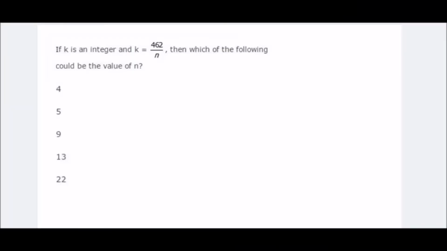So our first question is, if k is an integer and k equals 462 divided by n, then which of the following could be the value of n? See, it mentions here k is an integer, and given k equals 462 by n. So k could be minus 3, minus 2, minus 1, 0, 1, 2, 3. So these are the possible values of k.